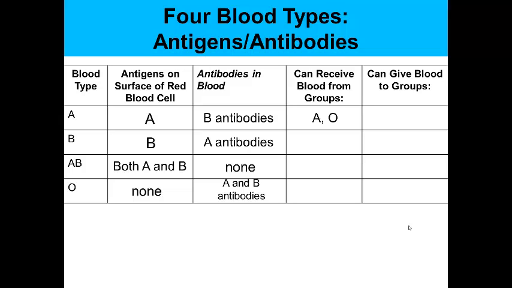Type A people can receive blood from other type A people as well as type O people because they have no antigens on the surface of their blood. Type B people can receive blood from both B people and O people. AB people can receive blood from type A, type B, type AB, and type O. And type O people can only receive blood from type O.